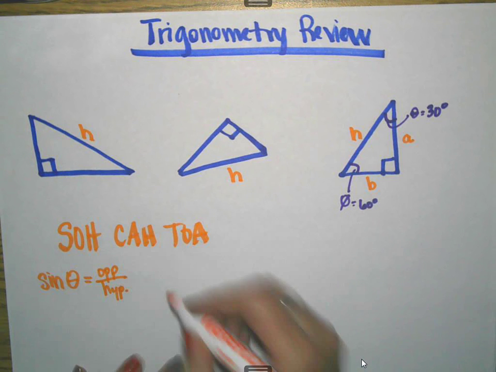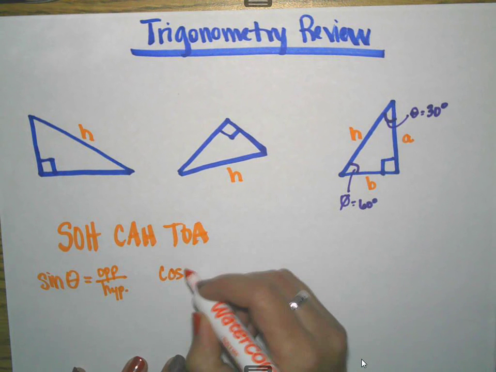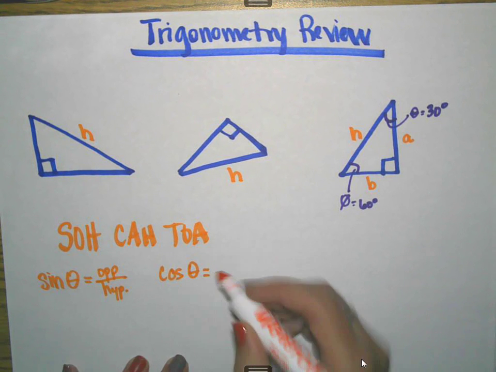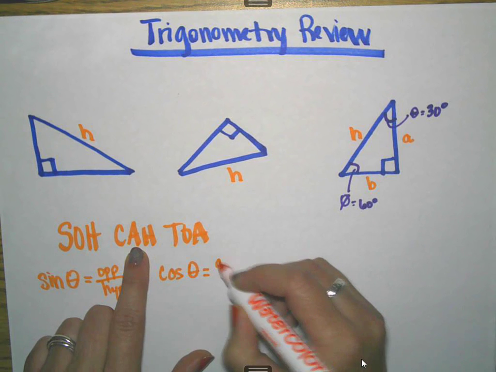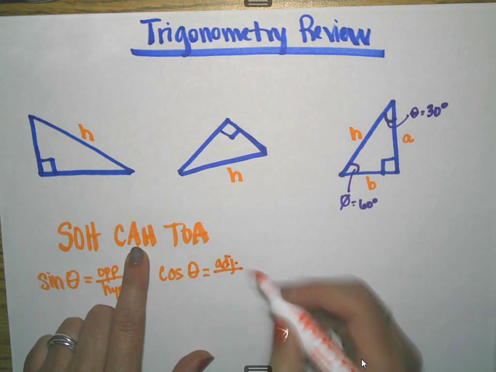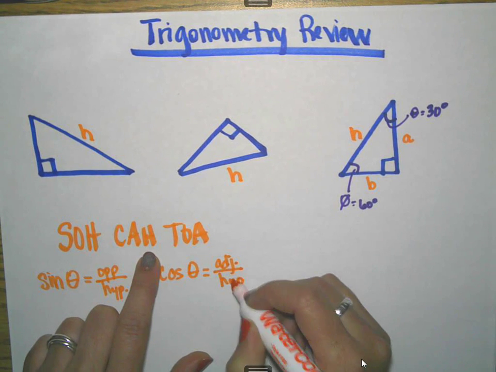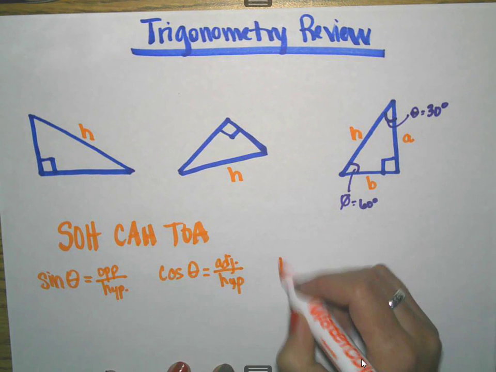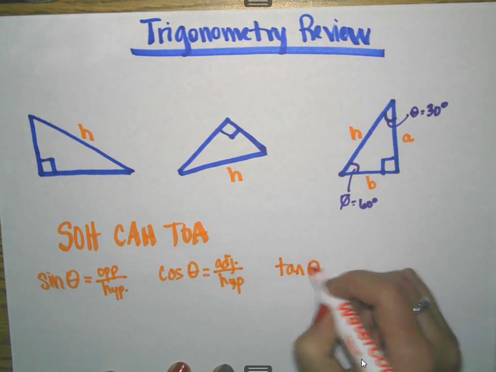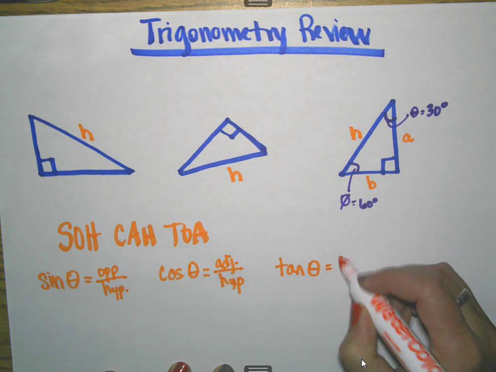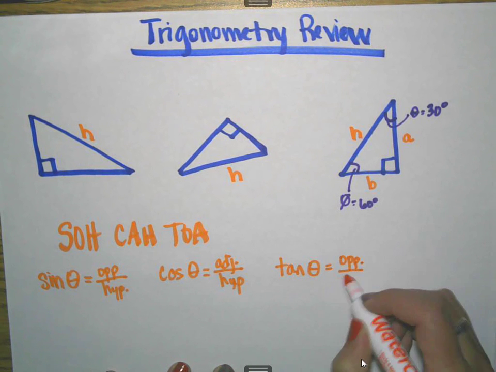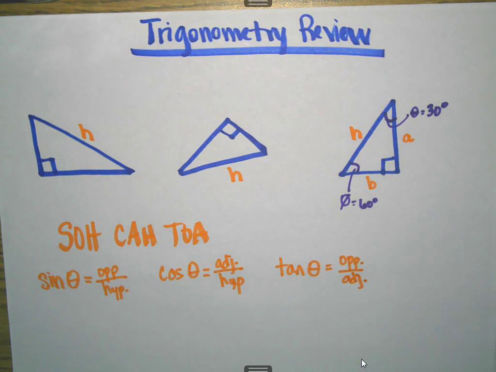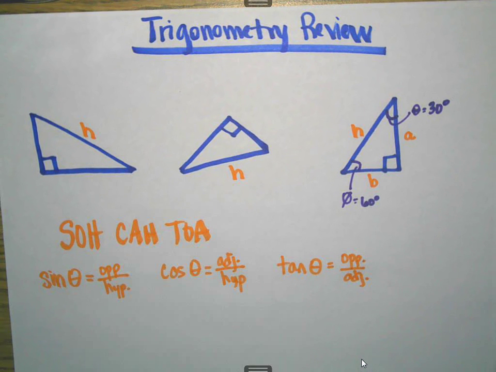CAH is for the cosine relationship. The cosine of theta is equal to A, the adjacent side, over the hypotenuse. TOA is the tangent relationship. And the tangent of an angle is going to be the opposite side over the adjacent side. So what exactly does this look like? Well, let's take this middle triangle right here.